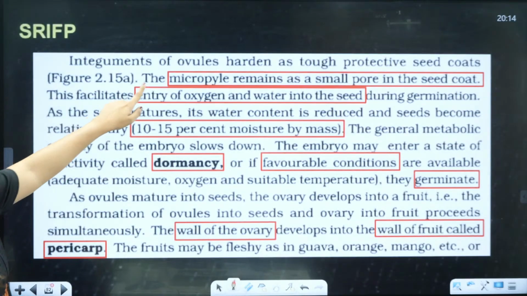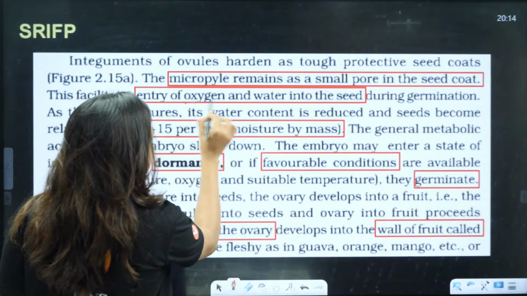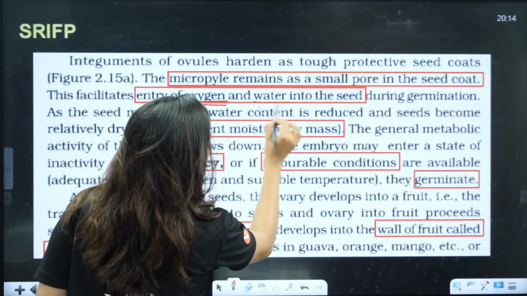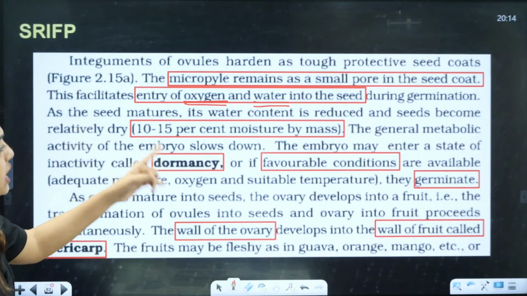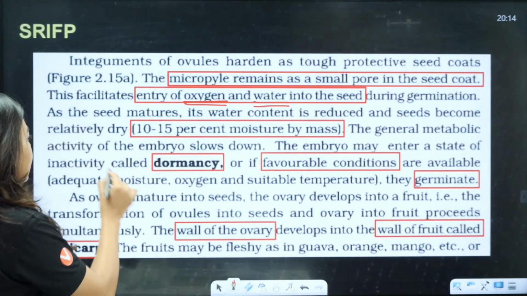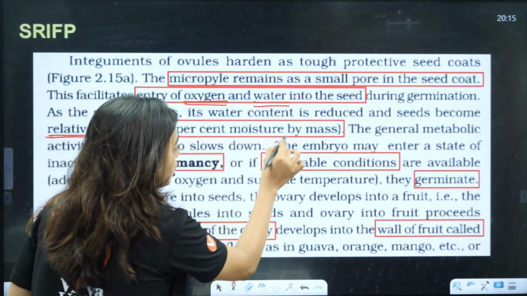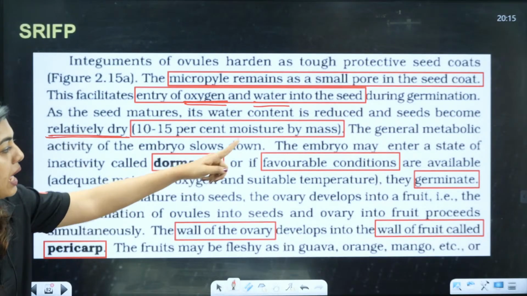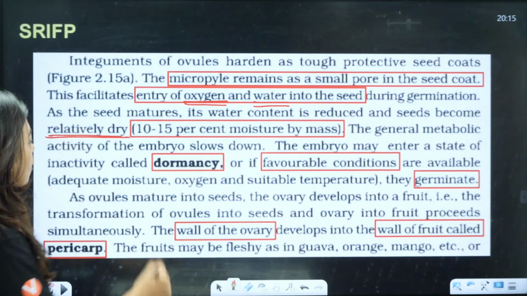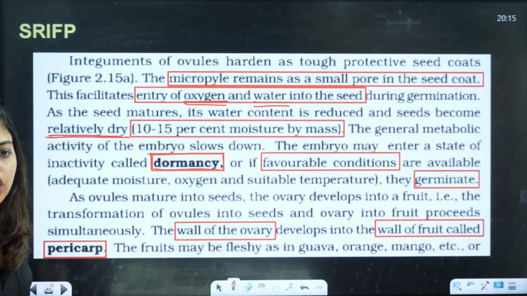You'll notice, students, the micropyle remains as a small pore in the seed coat. This facilitates the entry of oxygen and water into the seed during germination. As the seed matures, its water content is reduced and the seed becomes relatively dry, about 10 to 15% moisture by mass. The general metabolic activity of the embryo slows down. The embryo may enter a state called dormancy.